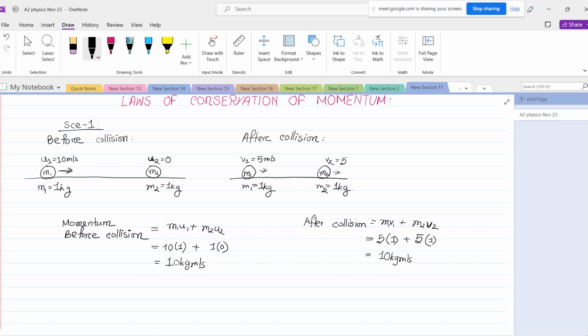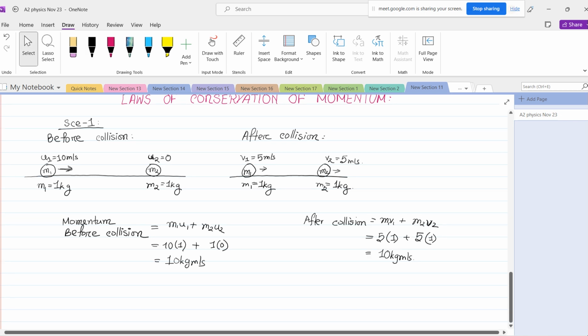There is no change in value, and this is because no external force acted on the two objects while they were colliding. The entire scenario was that object 2 was stationary and object 1 was moving, and then object 1 hit object 2, and after hitting they started moving towards the right separately with the same speed.